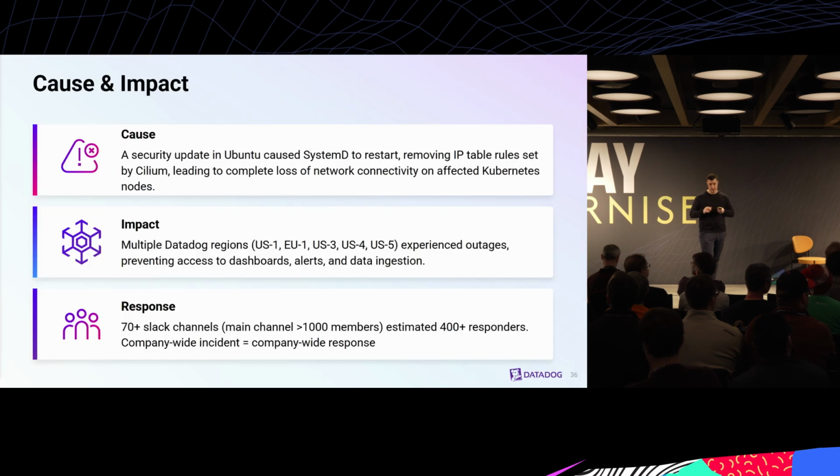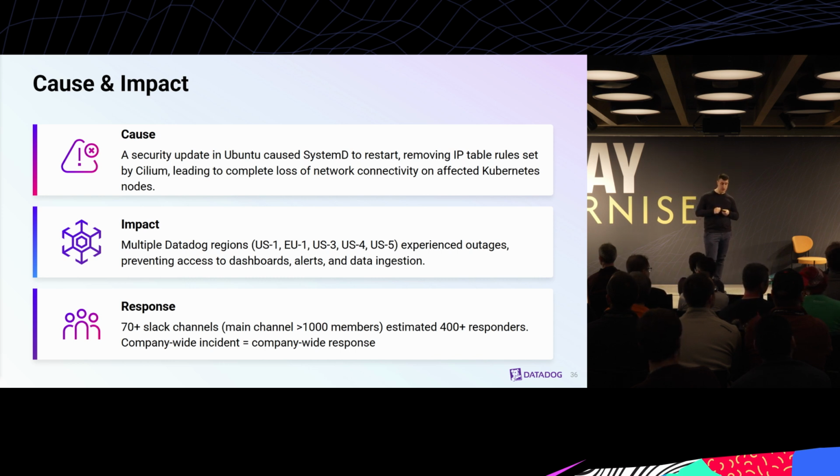So I'm going to go over a quick summary of what happened here. The initial cause was a security update in Ubuntu, specifically in systemd that everyone loves. This caused nodes, our Kubernetes nodes, to lose network connectivity. They became unhealthy, and this caused some very spectacular results. As a result, all of our regions were affected. So this automated process happened across all of our regions roughly at the same time.